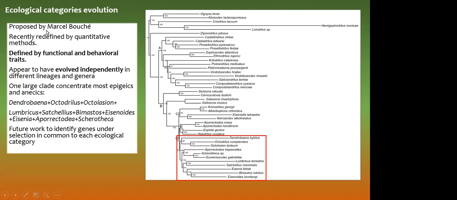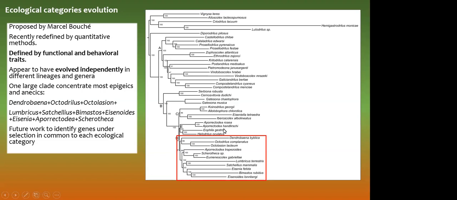Finally, another study that I find really interesting is the study of the evolution of ecological categories. They were proposed by Marcel Bouché, and they were recently defined by Bottinelli using quantitative methods, and they are defined by functional and behavioral traits. The three main ones are epigeic, endogeic, and anecic, and they also have intermediate categories. At least those three main categories appear to have evolved independently in different lineages and genera.